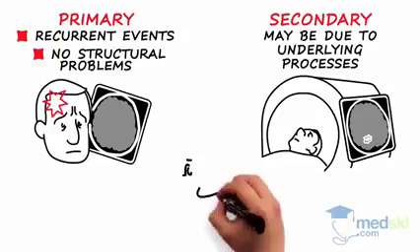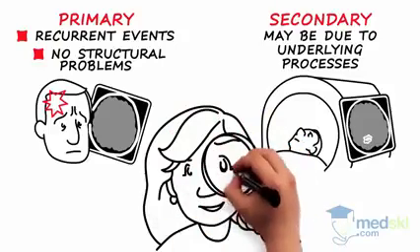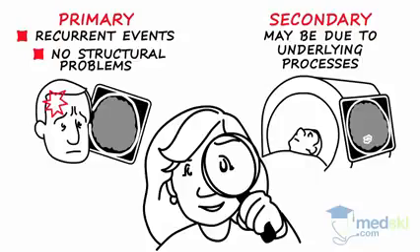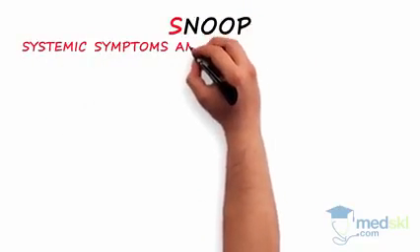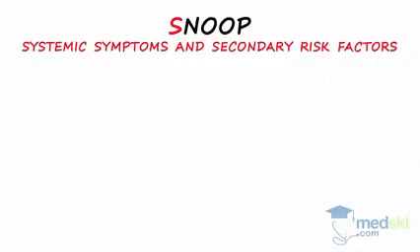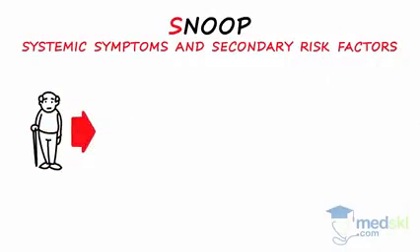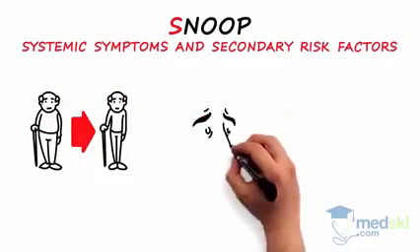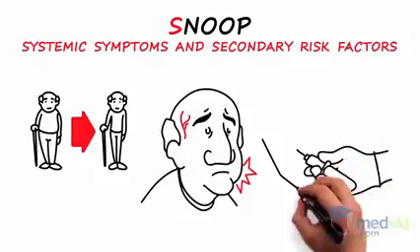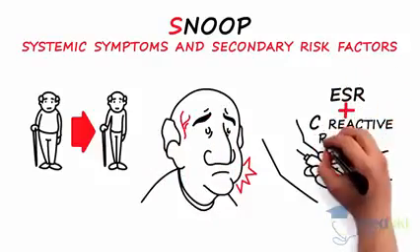Now, like a detective, here is how I snoop it when I look for clues of a secondary headache. S in SNOOP refers to systemic symptoms and secondary risk factors. For instance, a 20-pound weight loss in an elderly patient means that giant cell arteritis needs to be ruled out with an ESR and C-reactive protein.